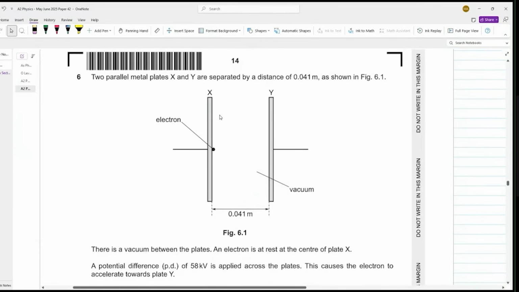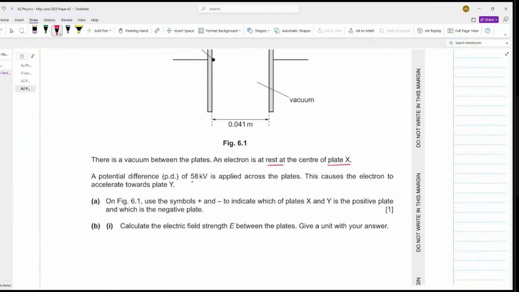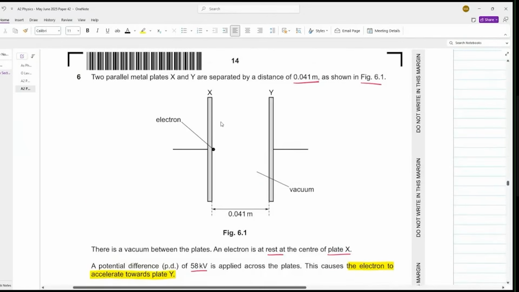Now let's see question number 6. Two parallel plates X and Y are separated by a distance of 0.041 meter as shown in figure 6.1. There is a vacuum between the plates. An electron is at rest at the center of plate X. Okay, so here is an electron. A potential difference of 58 kilovolts is applied across the plates. This causes the electron to accelerate towards plate Y. Beta, electron is a negative charge.